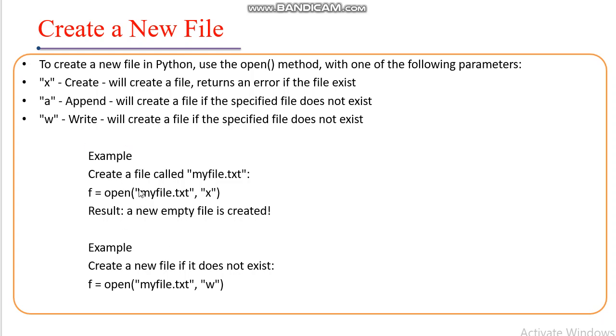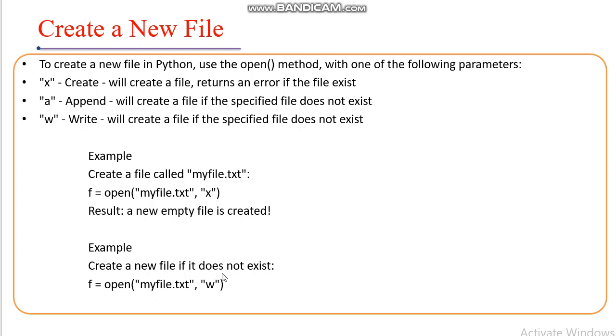For example, create a file named myfile.txt. For that, what is the syntax? f equal to open myfile.txt x. What will it do? It will create a new file. The result is a new empty file is created.